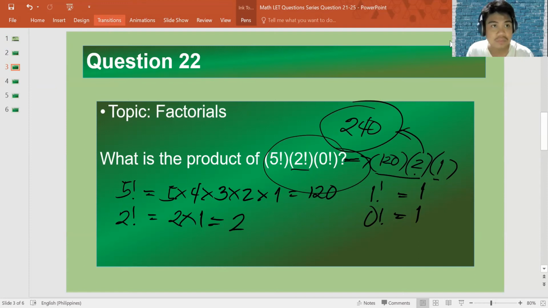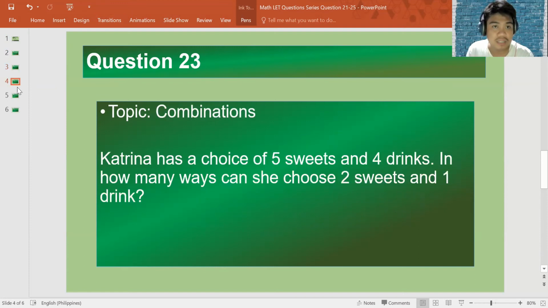Next, we have question number 23. So this question is all about combinations. Katrina has a choice of 5 sweets and 4 drinks. How many ways can she choose 2 sweets and 1 drink?